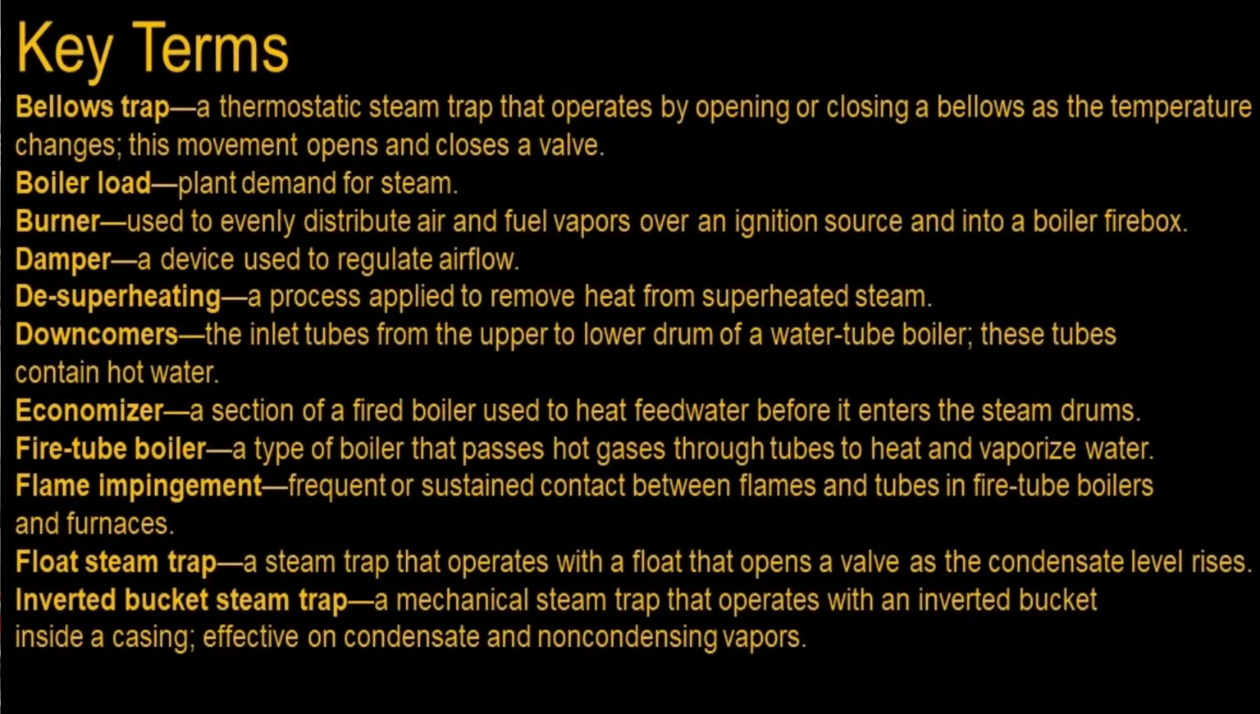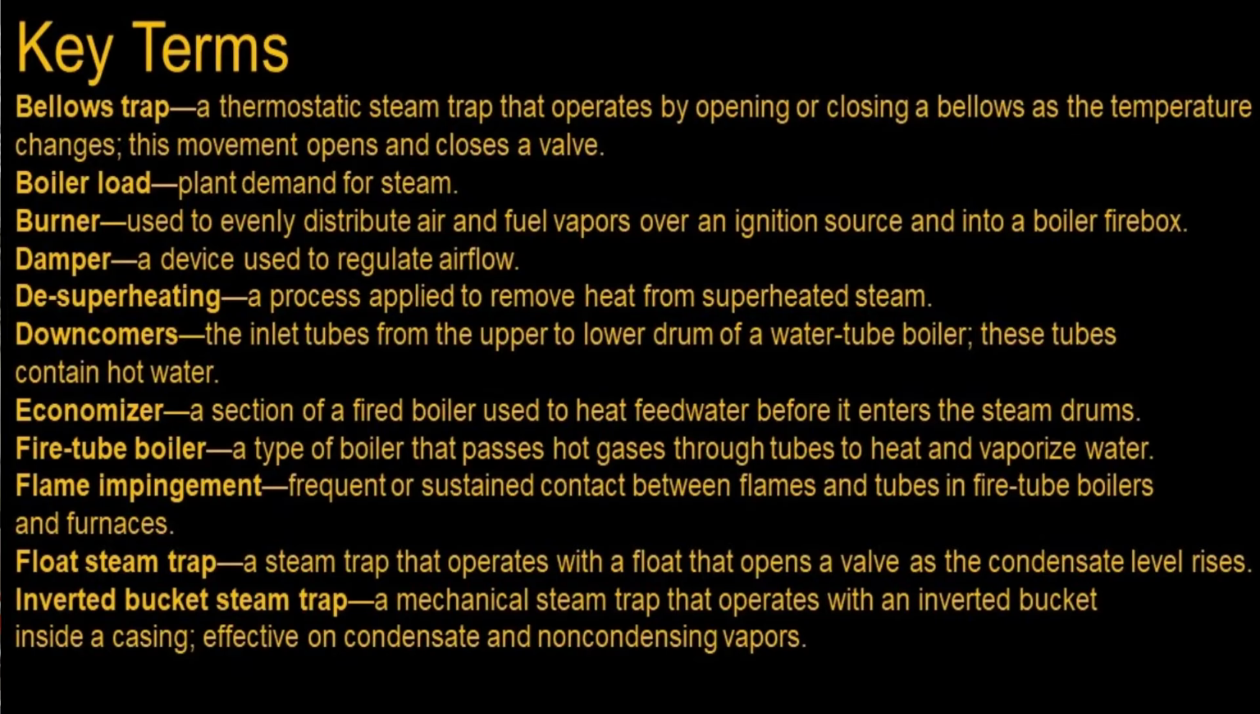Desuperheating is a process applied to remove heat from superheated steam. Downcomers are the inlet tubes from the upper to lower drum of a water tube boiler. These tubes contain hot water. Economizer is a section of a fired boiler used to heat feed water before it enters the steam drums. Fire tube boiler is a type of boiler that passes hot gases through tubes to heat and vaporize water.